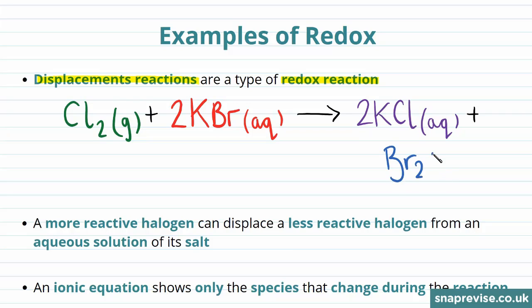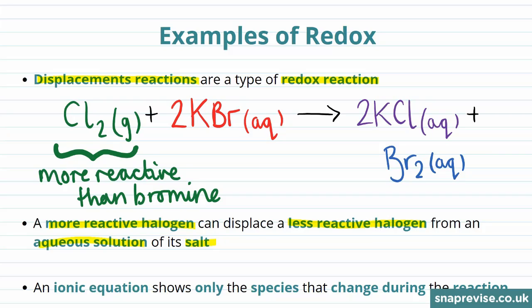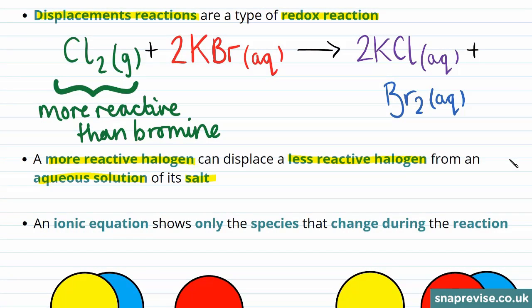They'll dissolve in solution. This reaction is an example of how a more reactive halogen can displace or kick out a less reactive halogen from an aqueous solution of its salt. As the reactivity of the halogens decreases as you travel down the group, chlorine is more reactive than bromine. Therefore, the bromine, which exists as bromide in the potassium bromide salt, will be replaced by chlorine in the form of chloride. As we'll see in a minute, this is also an example of a redox reaction.